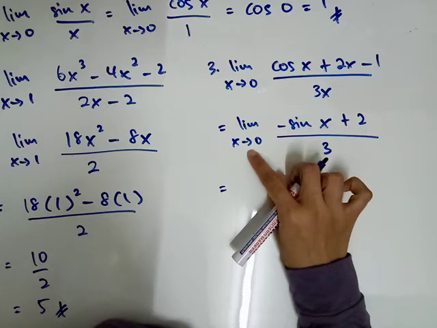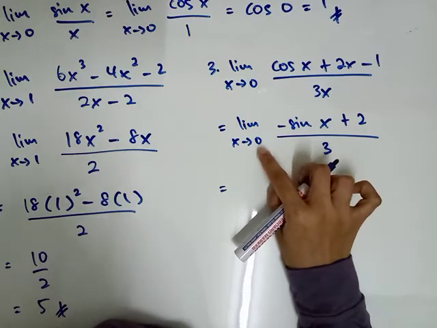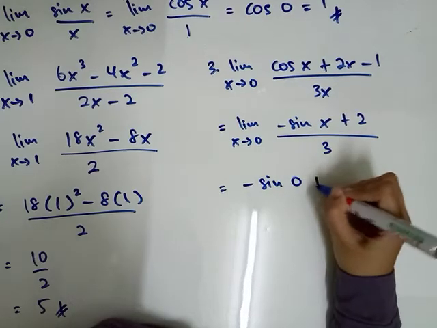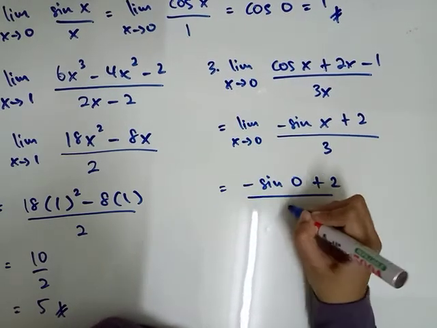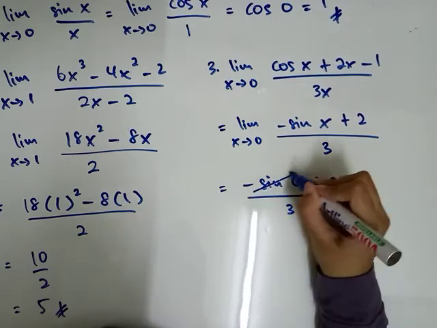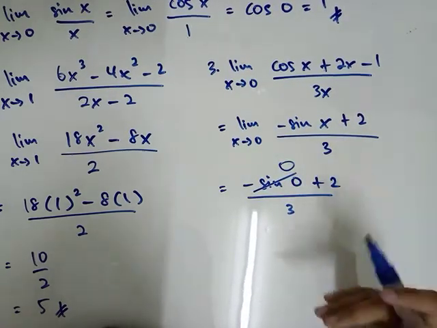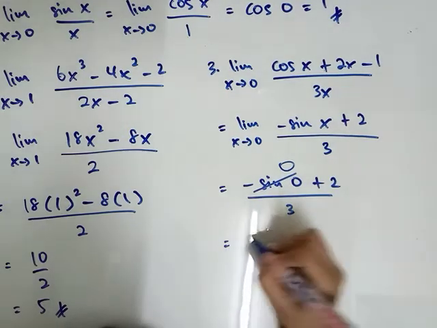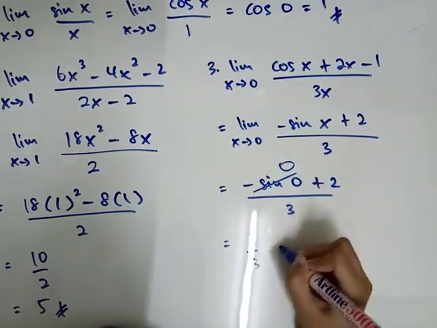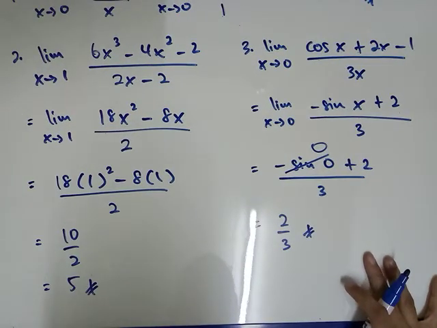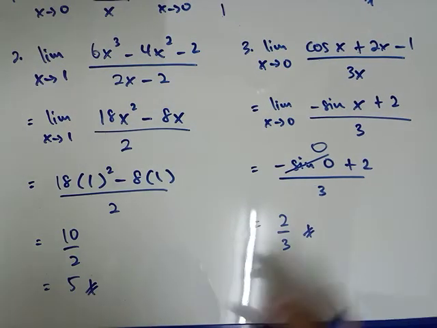X approaching 0, that means we need to substitute 0 into x. Negative sine 0 plus 2, divided by 3. Sine 0 is 0. You press the calculator, sine 0 you will get 0. So the answer is 2 over 3. Do you see? Do you understand?